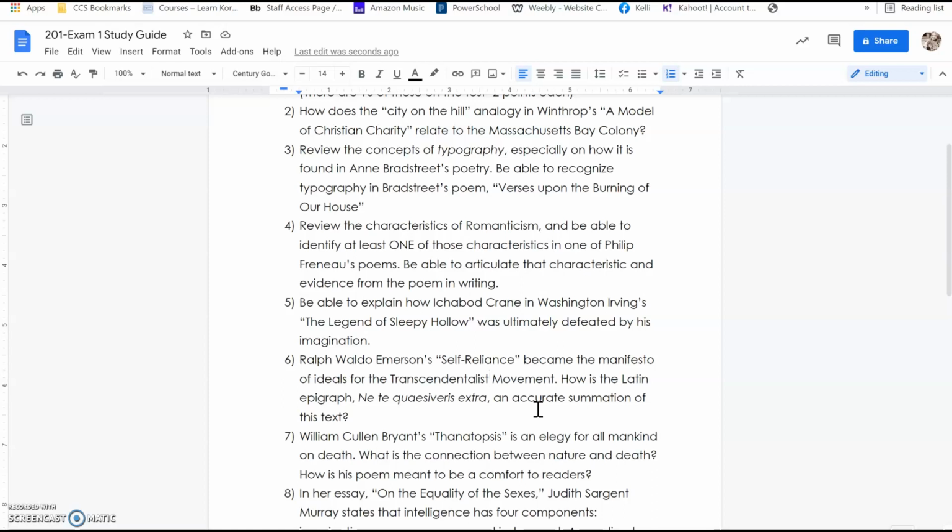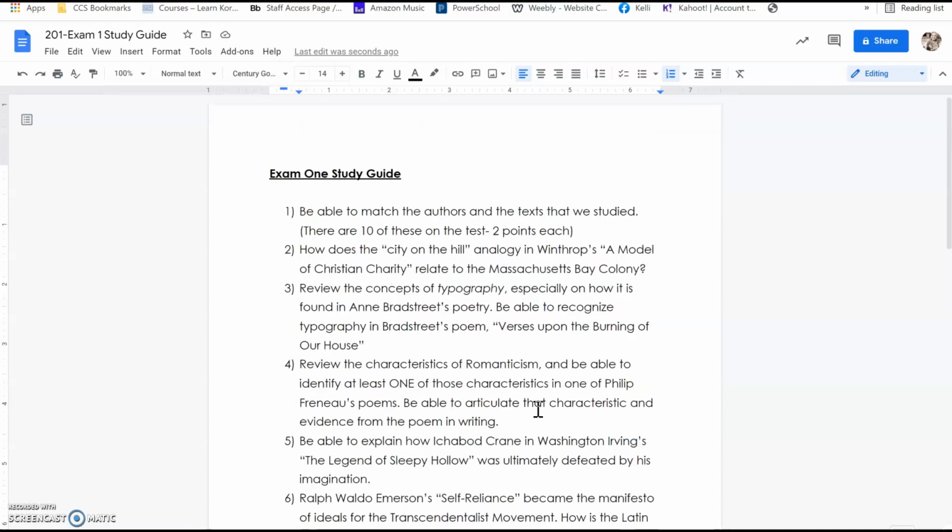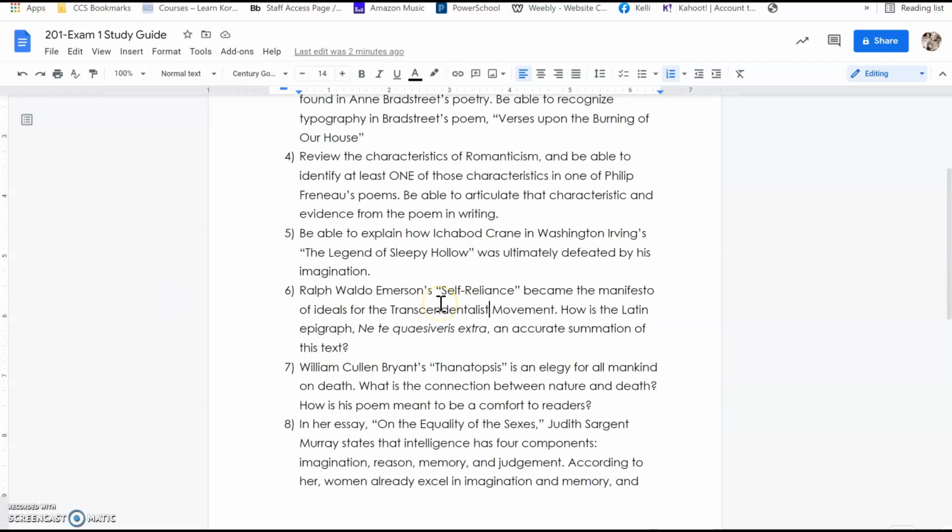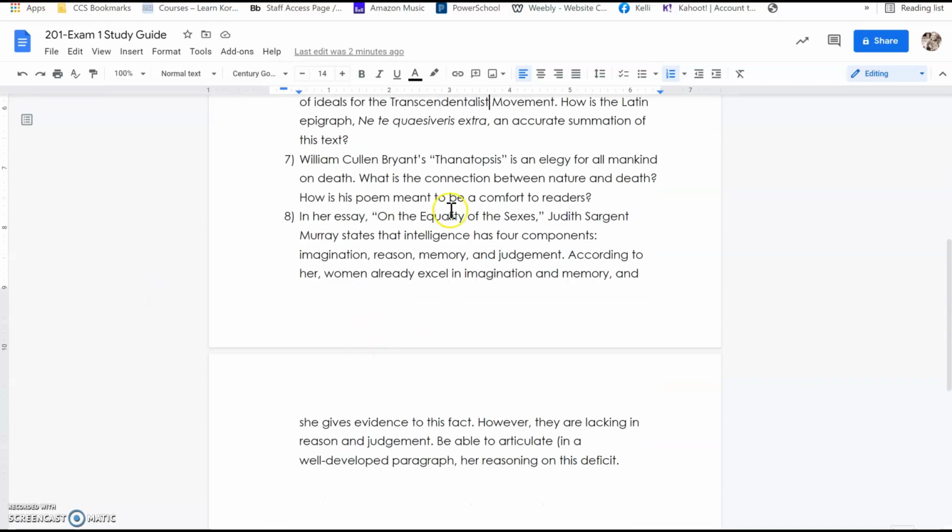And so those are all those short answers, 5 points each, and there are multiple choice questions as well. And then this last one is the big overarching question for the exam. And I told you when I talked about Judith Sargent Murray on the equality of the sexes, to be prepared to write a significant amount on that text.